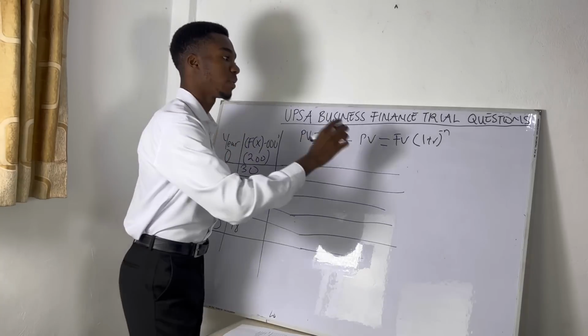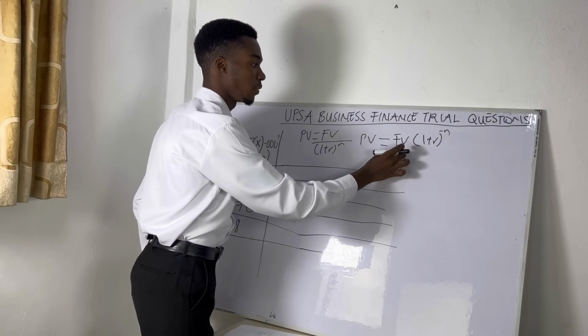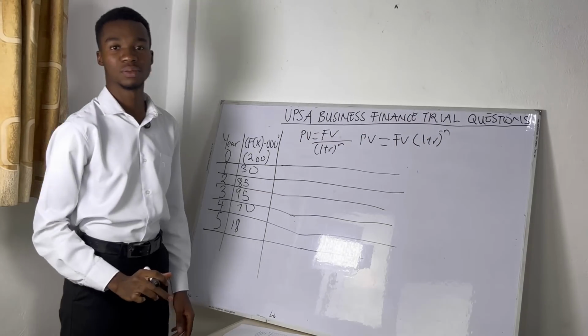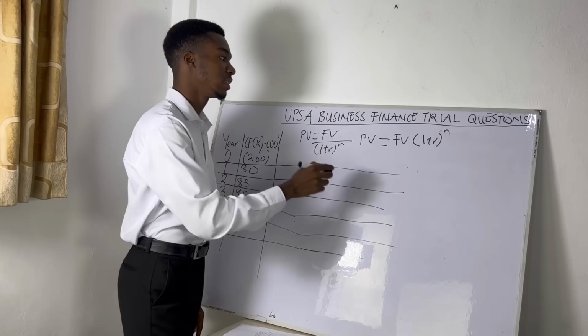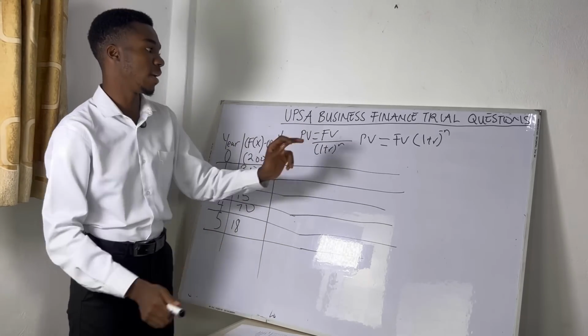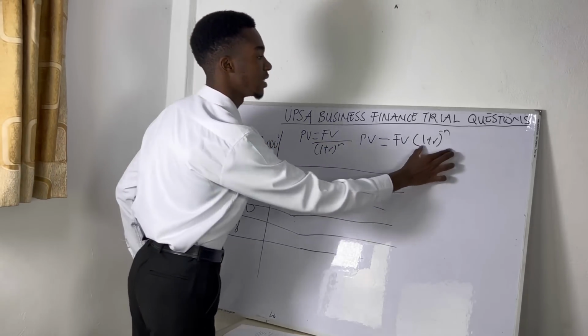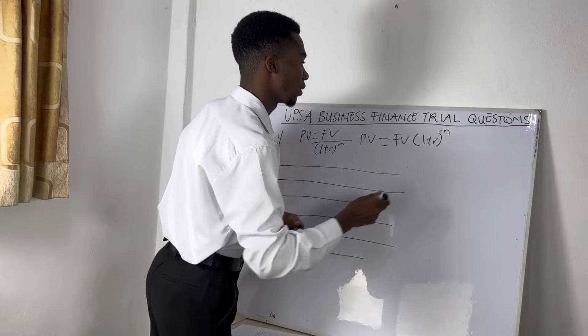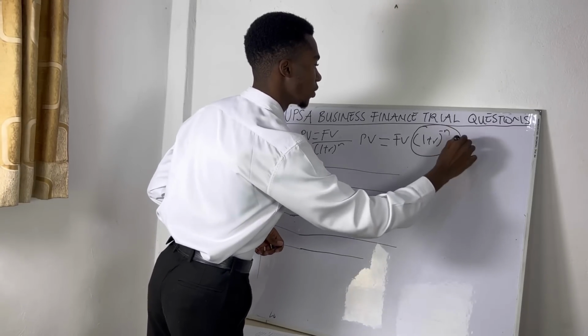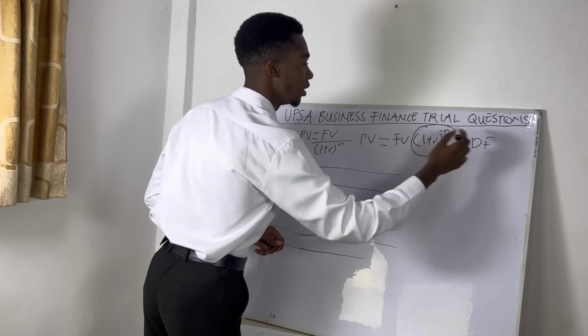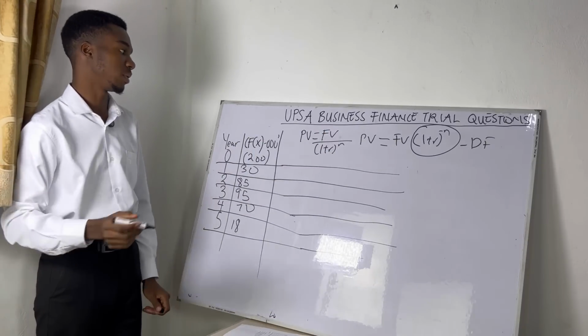Meaning that when you multiply the discount factor by the future value, you are going to get the present value. You get it? Without multiplying the future values, which are here, by the discount factor, you can't get the present value. So the first thing we're going to find is this part, which is the discount factor. This part is called the discount factor. We can do DF, which is (1 plus R) exponent negative n.